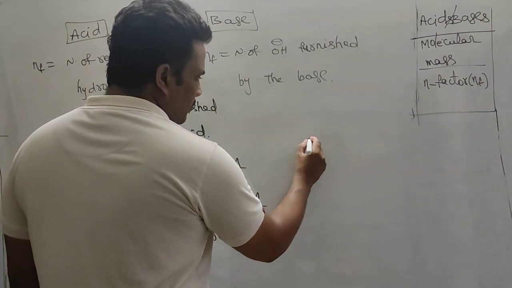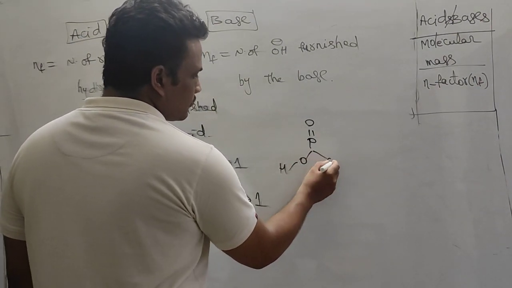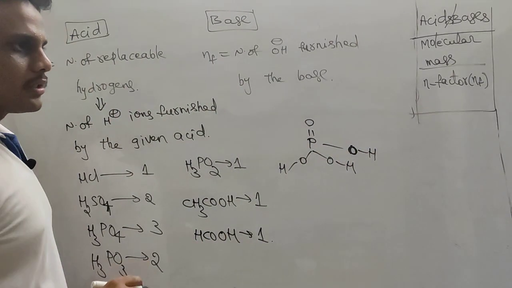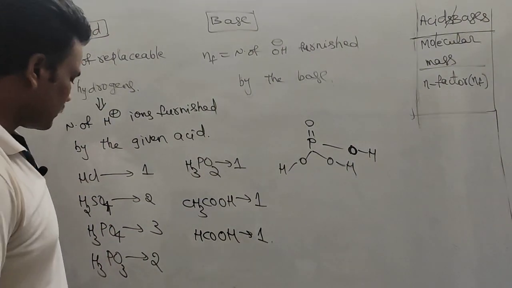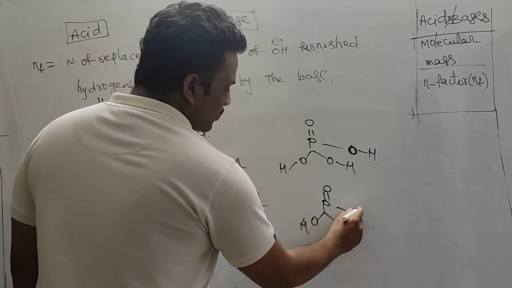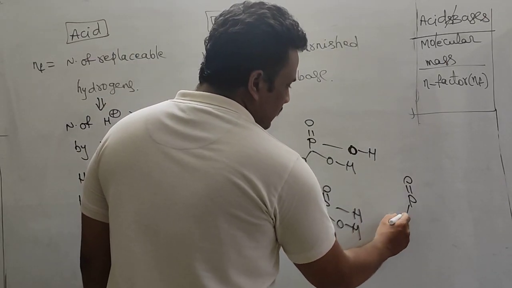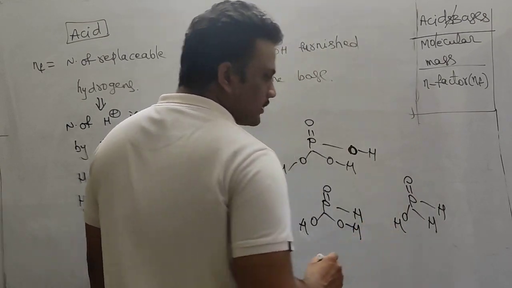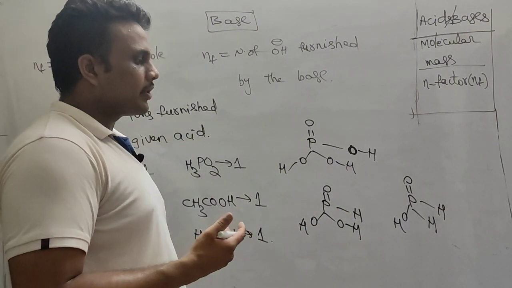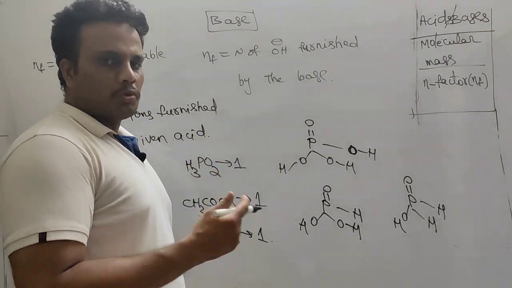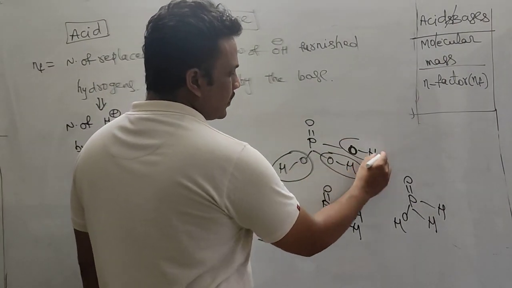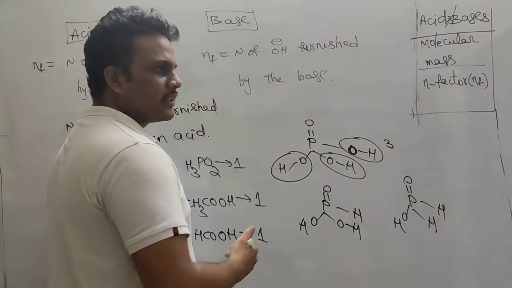In oxy acids, the number of hydrogens which are directly attached to oxygen is nothing but the n factor, that is the basicity of an acid. H3PO3 is like this, H3PO2 is like this. Oxy acids are those acids in which H plus ion donation takes place from the OH group. How many OH groups are there? 3 OH groups are there. So the n factor is 3. That is in fact the basicity of an acid.